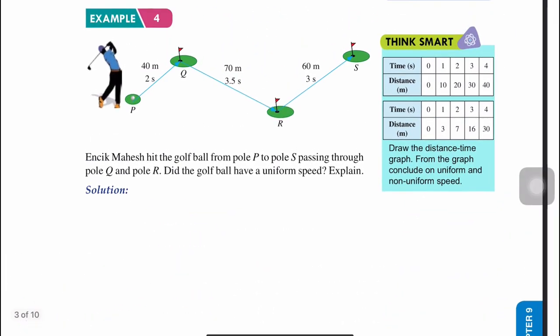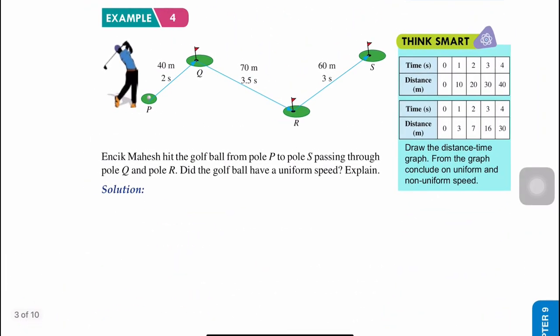Now let's look at example 4. Encik Mahesh, he plays golf, right? Encik Mahesh hit the golf ball from pole P to pole S, passing through pole Q and pole R. Did the golf ball have a uniform speed? Explain. Now kalau kita tengok gambar, if you refer to this diagram, this picture.